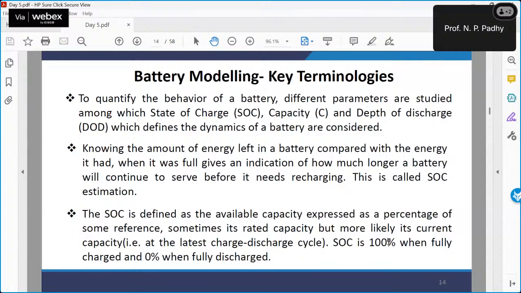And we can also get into battery modeling with key terminologies. To quantify the behavior of a battery, different parameters are studied, among which state of charge, SOC, capacity, C, and depth of discharge, DOD, which define the dynamics of a battery. So you must know what is capacity, what is SOC, and what is DOD.